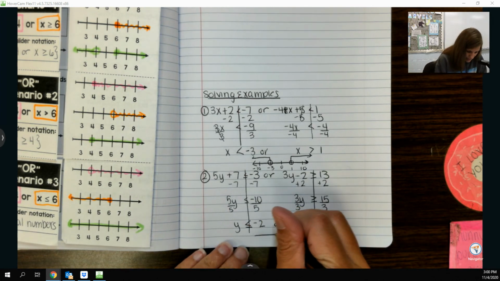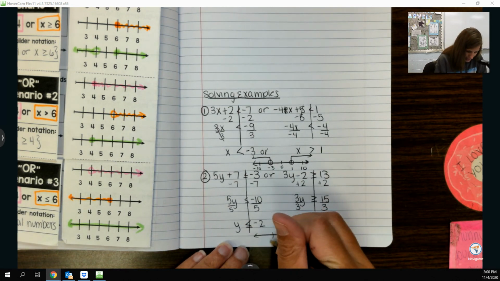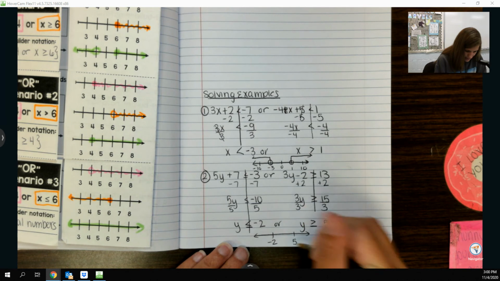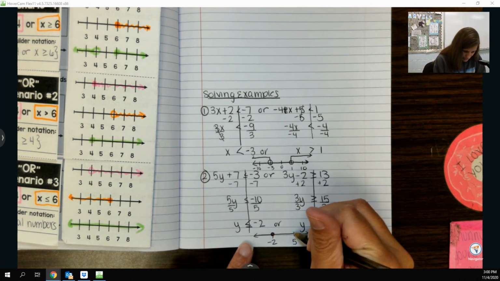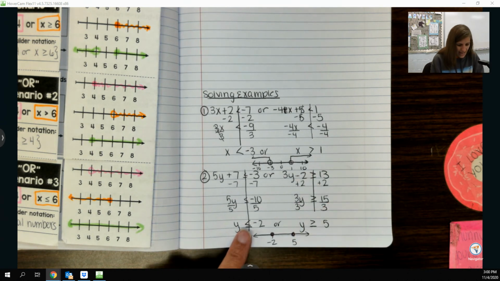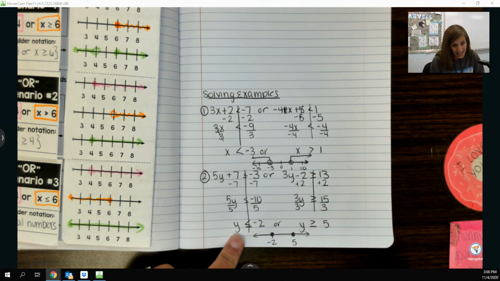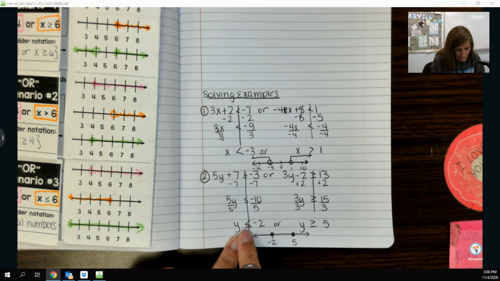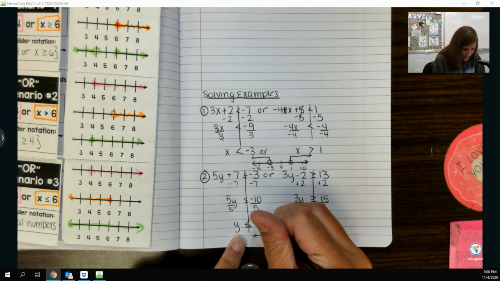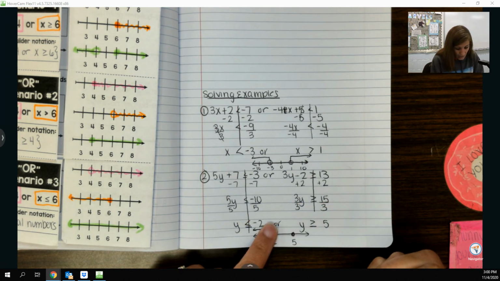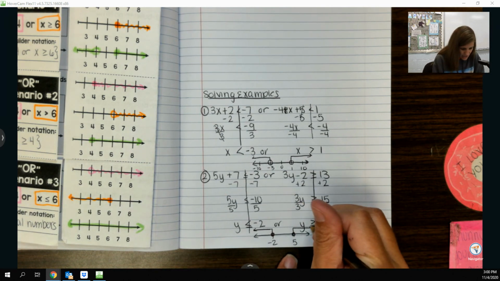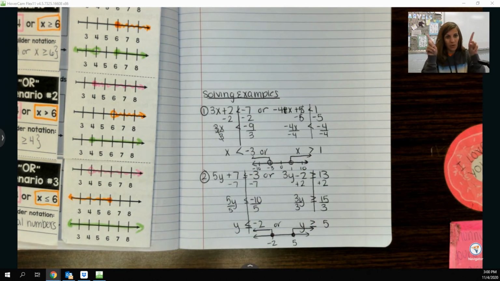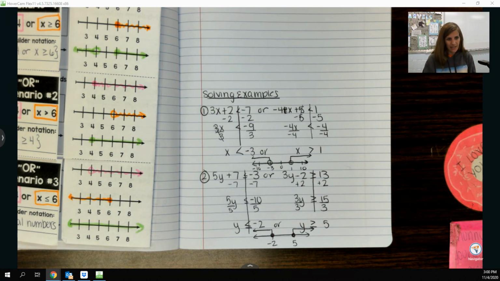And if I think about my number line here, just doing a quick one, we got -2 and 5. Now these are both equal to, so they'll both be filled in dots. And we're saying that y has to be less than -2, which is that way, or y has to be greater than 5, which is that way. And so you can see we get that same going away from each other graph. Okay, good luck. Hopefully this one goes okay.